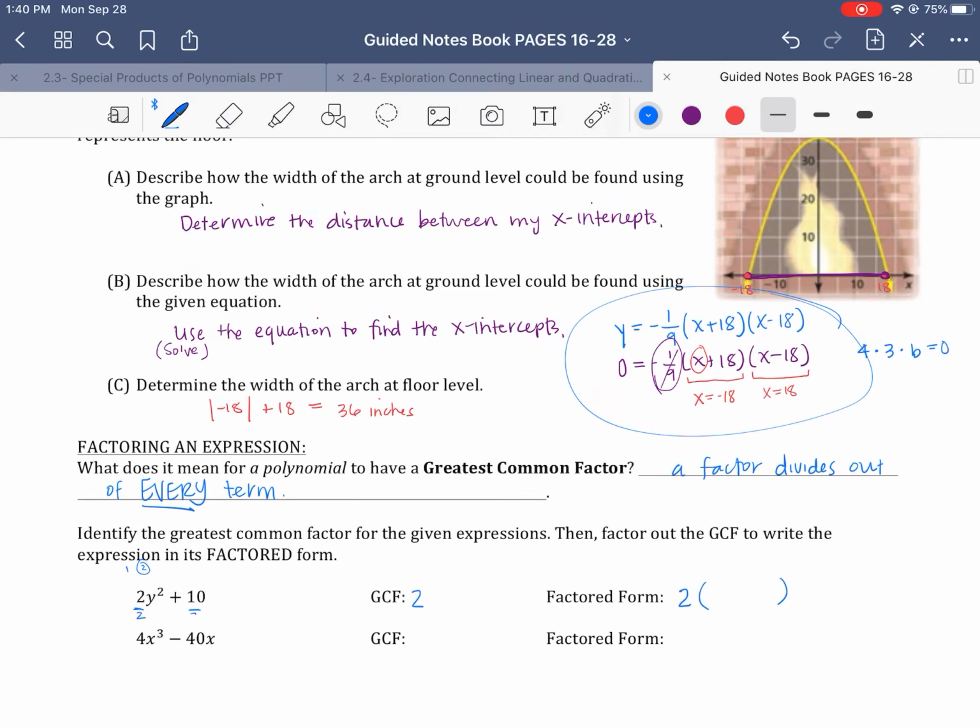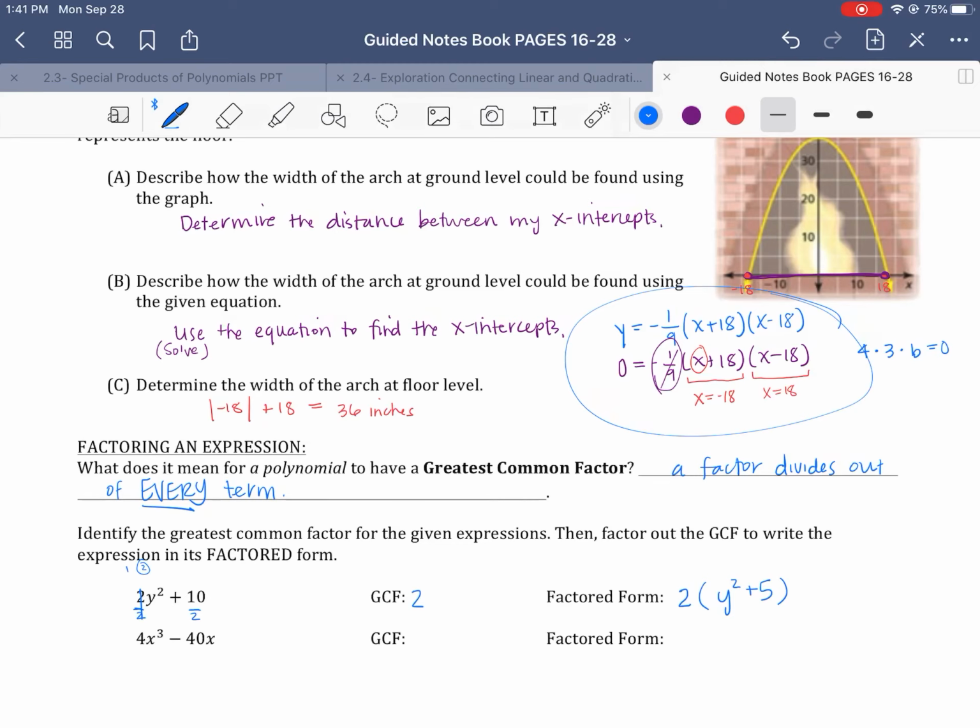Now, I like to write whatever my greatest common factor is over here underneath so that I remember to divide it out of every term. So the 2 divides out, leaving a y squared. 10 is then divided by 2, leaving a plus 5. Again, notice if we were to multiply this back in like we've been practicing, we'd get 2y squared plus 10. So we're just doing exactly the opposite.